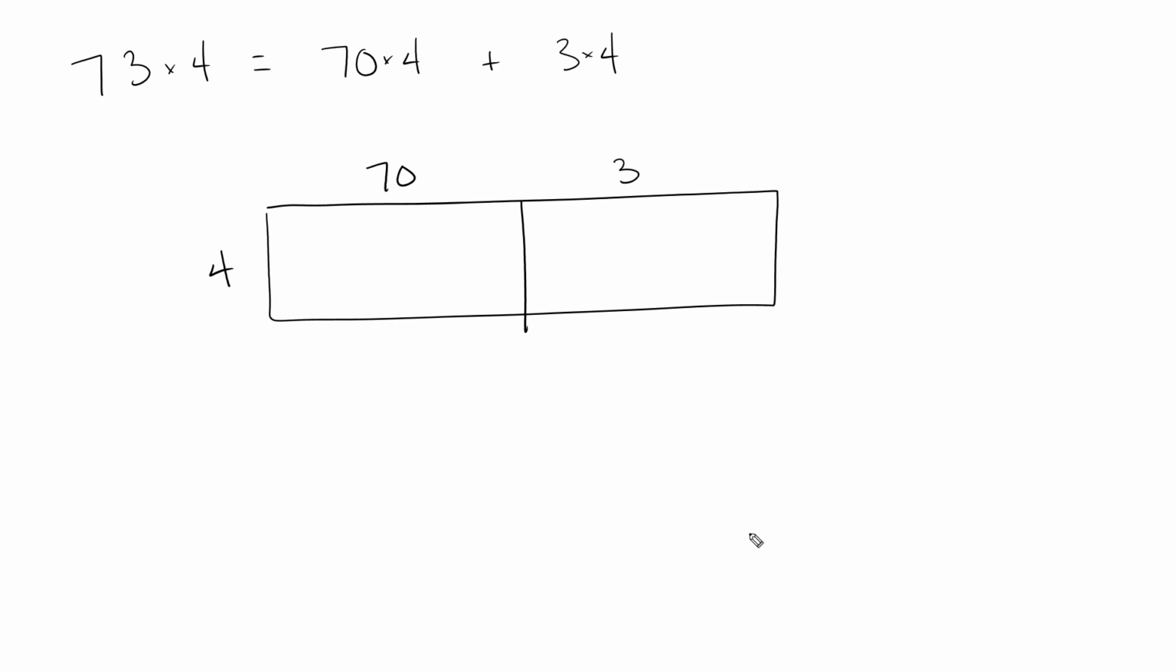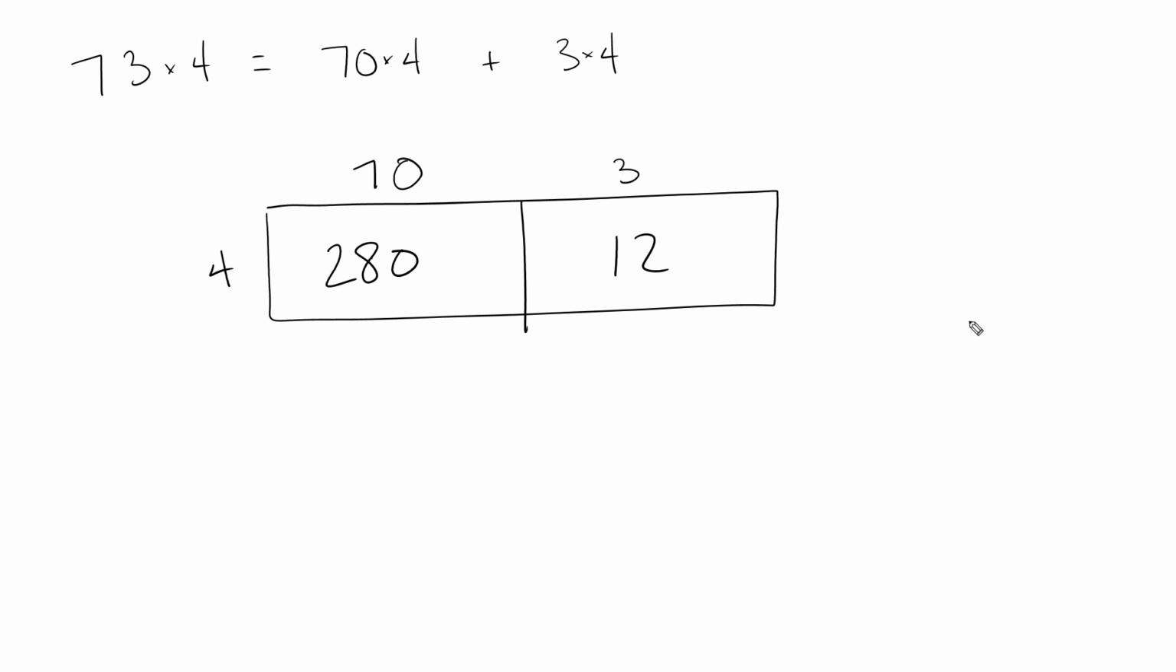This first box is 70 times 4. I can use my math fact knowledge that 7 times 4 equals 28, and then because I had a total of 1 zero at the end of my factors, I add 1 zero to the end of the product. So this box's value is 280. The second box is 3 times 4, which I know is equal to 12, so this box's value is 12.